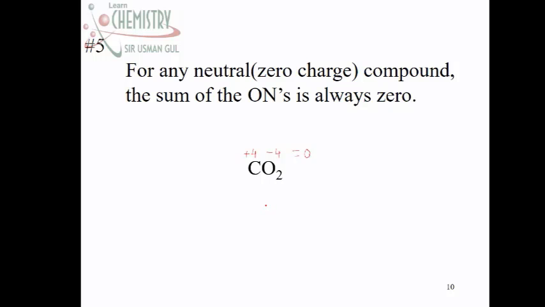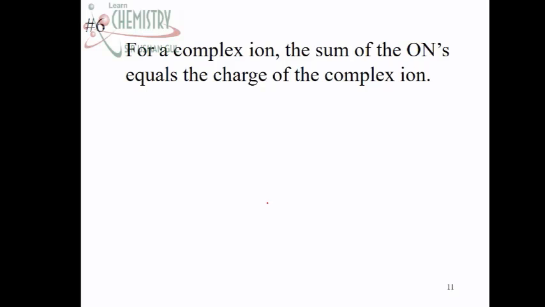Now moving toward the next rule. Previously we just discussed neutral substances. Now let's talk about the complex ion. If you remember, ions always contain a positive or negative charge. So according to this rule, for a complex ion, the sum of the oxidation numbers is equal to the charge of the complex ion. Now you can see in this example it carries a -1 charge.